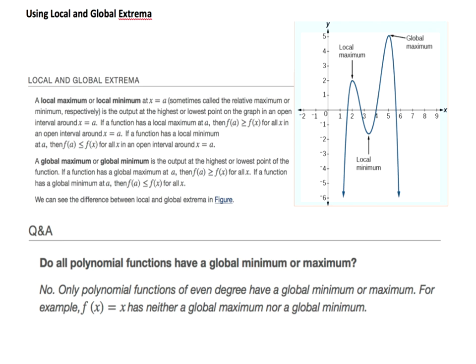All right, local and global extrema. These are just maxes and mins here. A local is one that exists. A global is either the highest or the lowest. That's the only difference between local and global. Do all polynomial functions have a global minimum or maximum? No.